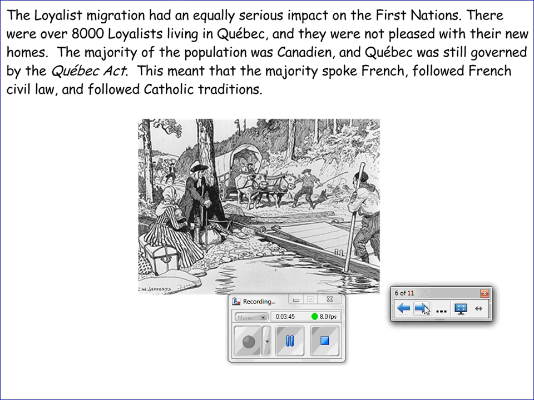The Loyalist migration had an equally serious impact on the Canadiens. There were over 8,000 Loyalists living in Quebec, and they were not pleased with their new homes. The majority of the population was Canadian, and Quebec was still governed by the Quebec Act. This meant that the majority spoke French, followed French civil law, and followed Catholic traditions.